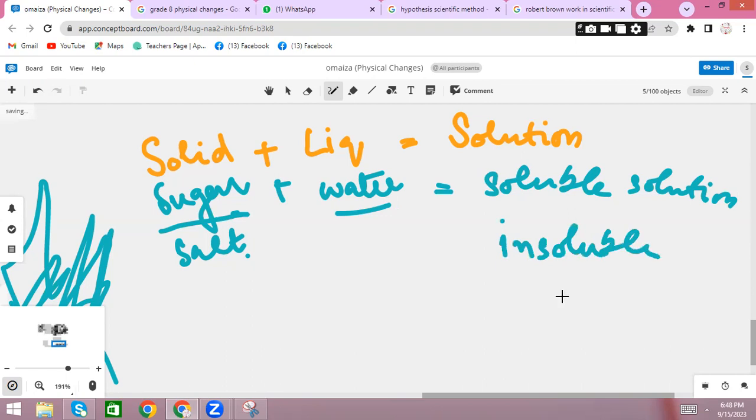Can you tell me any example of an insoluble solution? Iron and water.